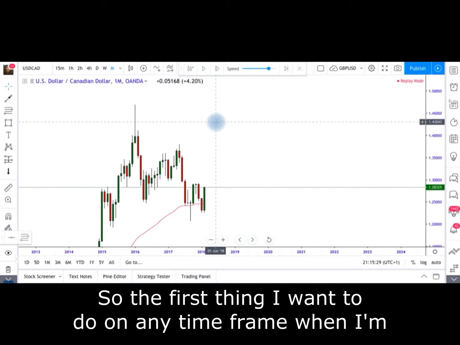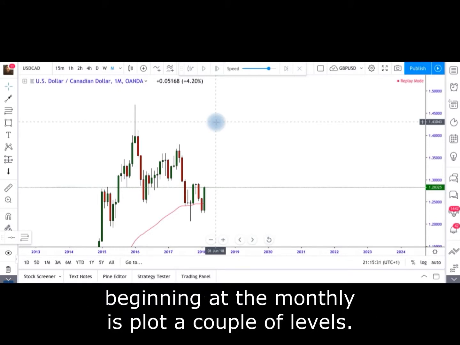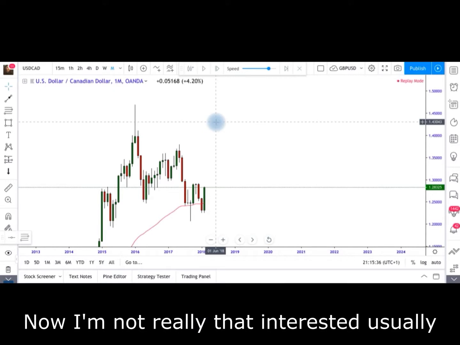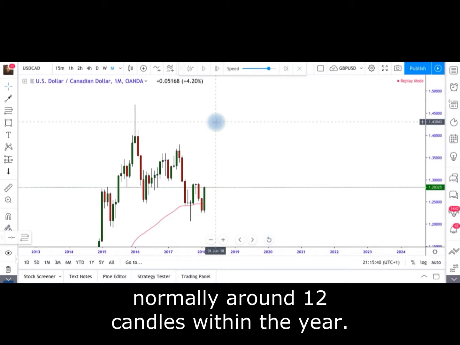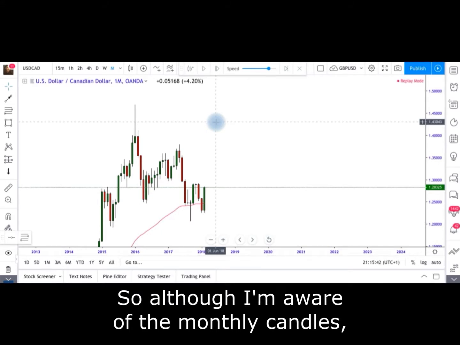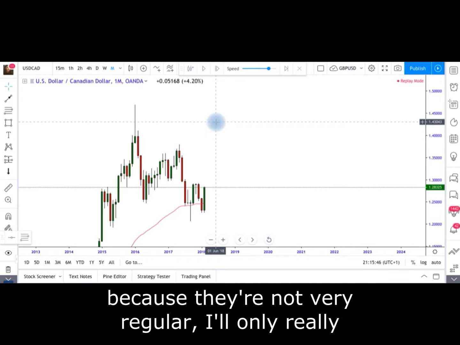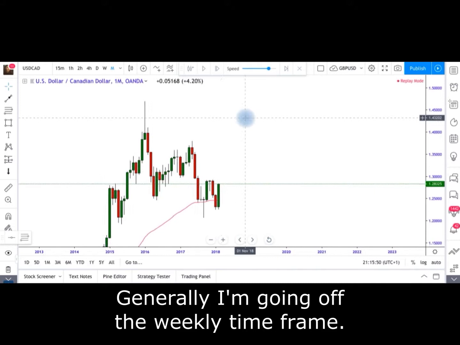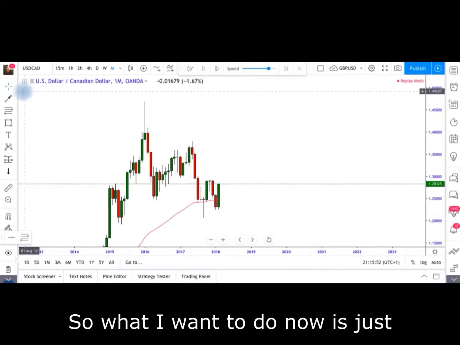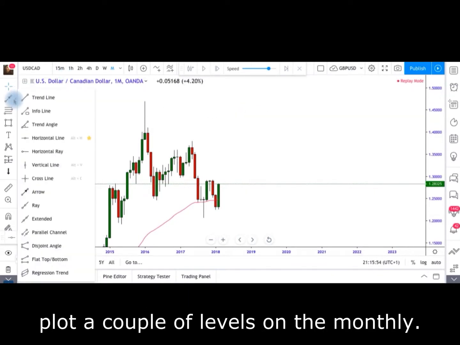So the first thing I want to do on any time frame, beginning on the monthly, is to plot a couple of levels. Now I'm not usually that interested in the monthly time frame, simply because there are only around 12 candles within a year. So although I'm aware of the monthly candles, because they're not very regular, I'll only really check them when a new month has rolled over. Generally I'm going off the weekly time frame. So what I want to do now is just plot a couple of levels on the monthly.